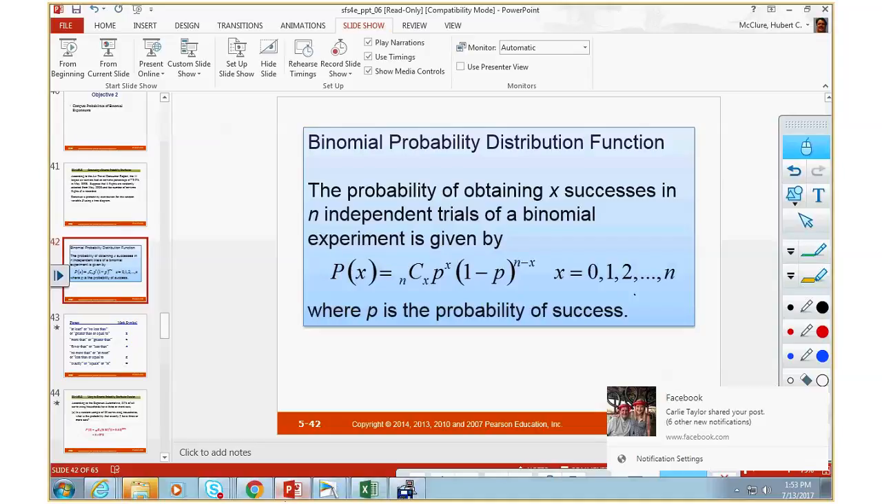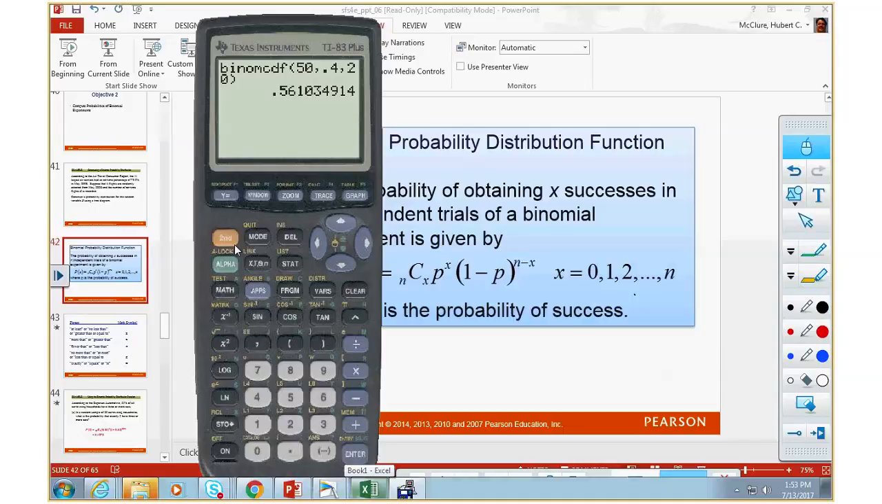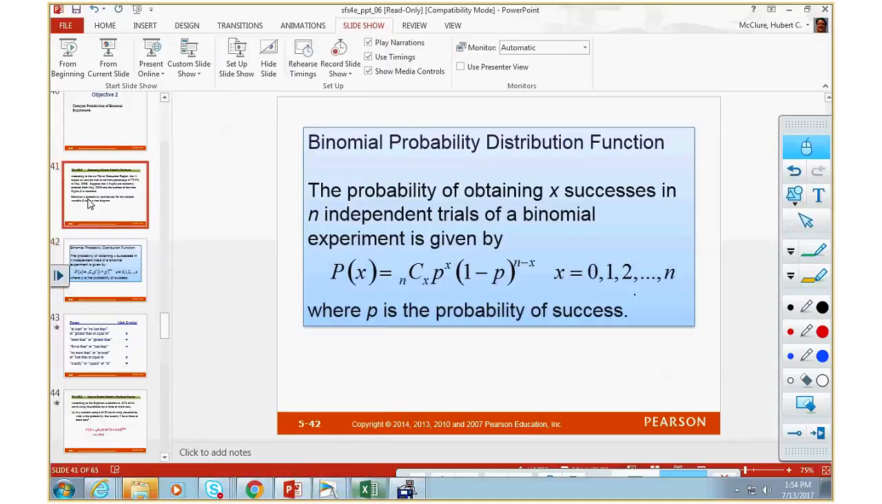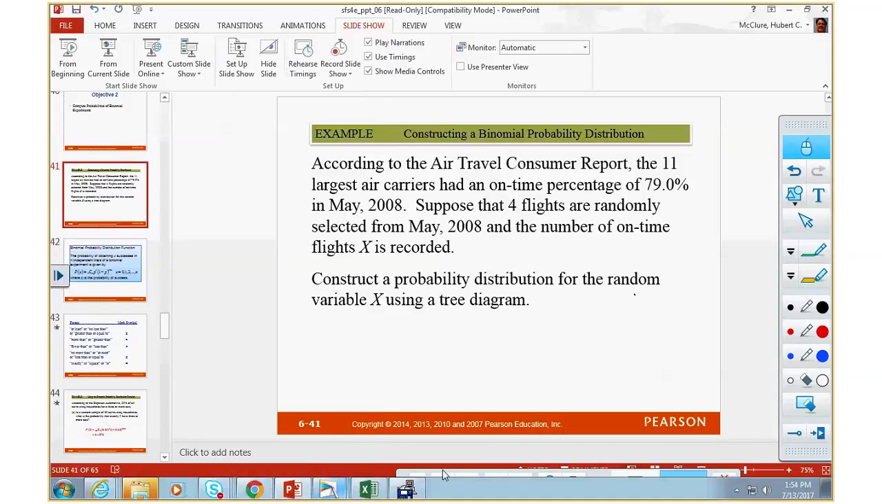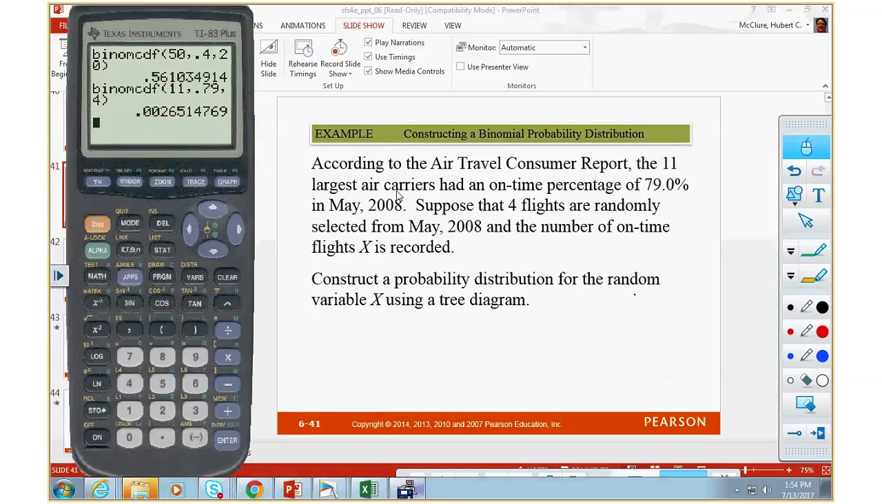Here we go. Take the calculator and press second VARS and go down to binomcdf. N is 11. What's my P? Point what? 0.79. Thank you. And comma 4. So the probability is going to come out to be 0%.